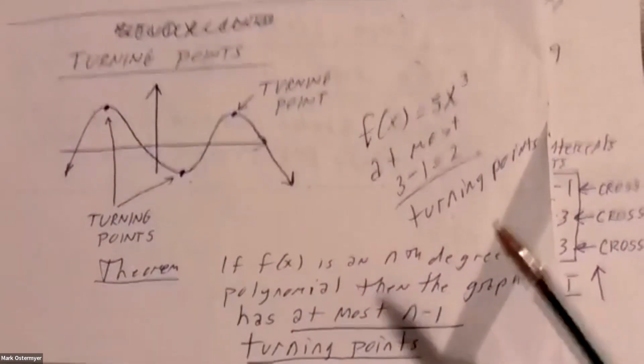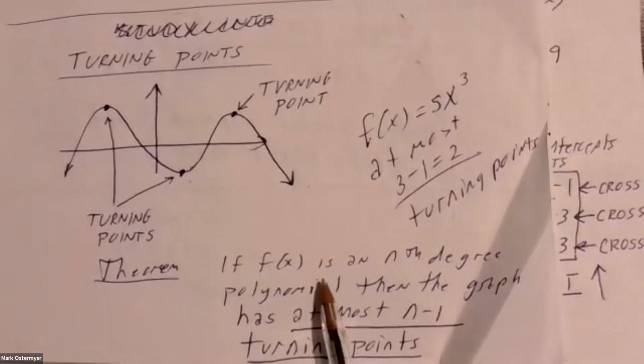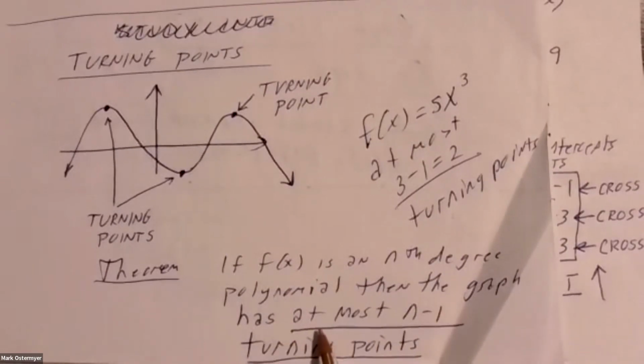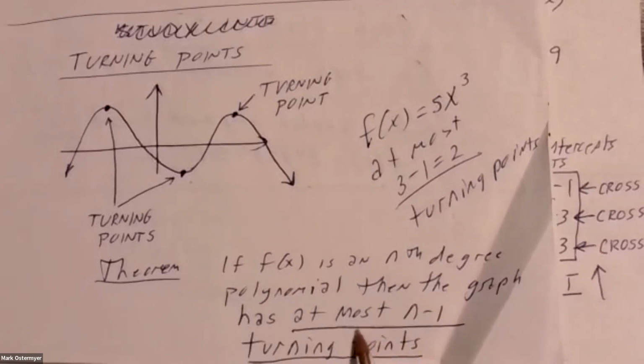There is a theorem, ladies and gentlemen, yes, another theorem in this section. It's called the turning point theorem. It says that if we have an nth degree polynomial function, then this theorem guarantees that the polynomial function's graph will have at most n minus 1 turning points. This is the theorem. It says that if you have an nth degree polynomial function, the graph will have at most n minus 1 turning points. What does it mean to say at most?